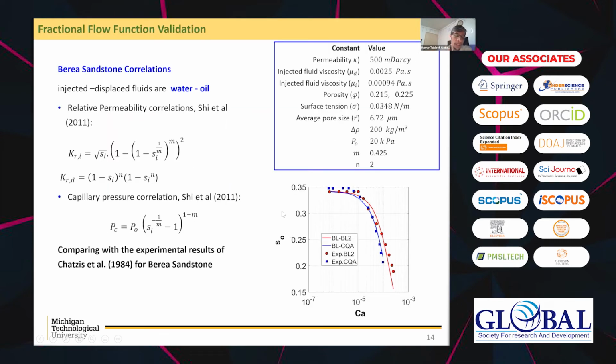Now, in order to apply this to porous media, we need to find the exact correlations for relative permeability and capillary pressure for that porous media.